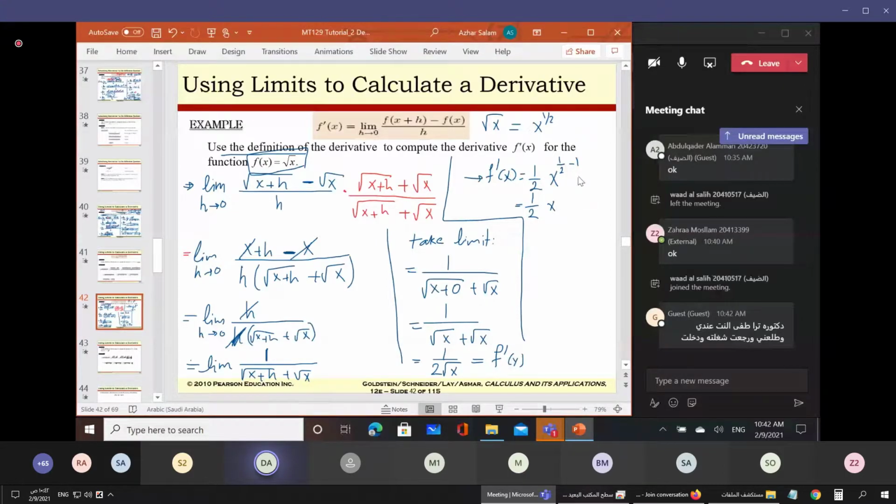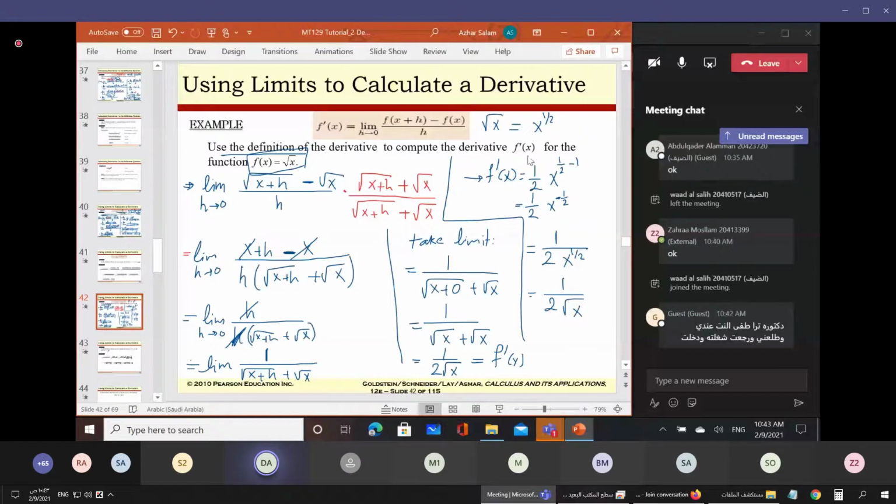Half minus 1 will be minus half. Okay? Minus half. If I want to simplify it, I have here a minus power, so it's in the denominator. So I keep 1 in the numerator, and here I will have 2 multiplied by x to the power half. Okay? I here again have x to the power half, so it's a square root. So it will be 1 over 2 multiplied by the square root of x.